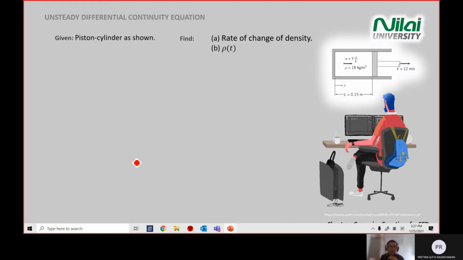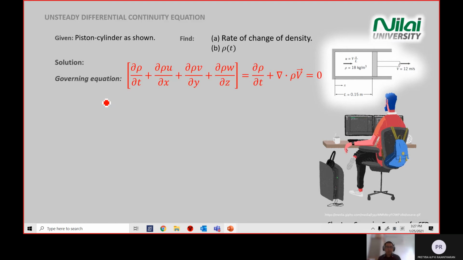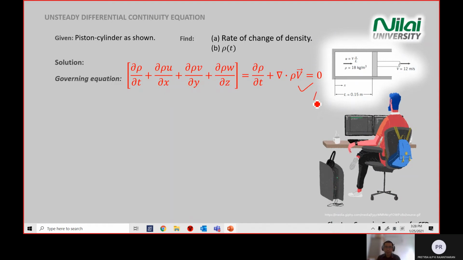So how do we start? Given a piston cylinder, we need to find the rate of change of density and your rho as a function of t. So what are the governing equations? Again, this question is about the continuity equation. In the exam, when you look at this kind of question, the first equation you write out straight away gets you 1 mark. You write del rho over del t plus the divergence, del dot rho v vector, equals 0. From here, you will get 1 mark.